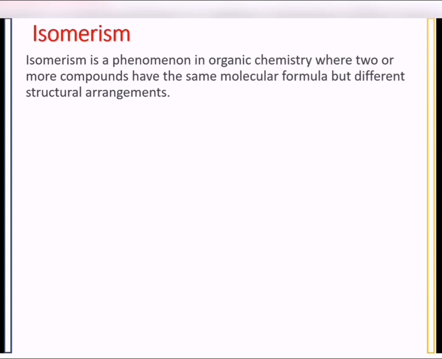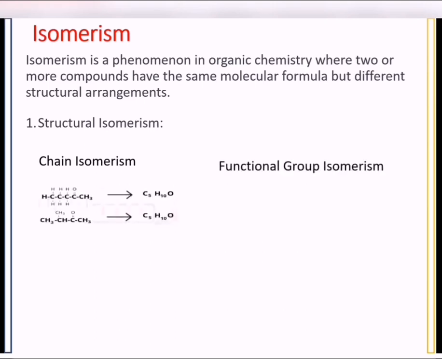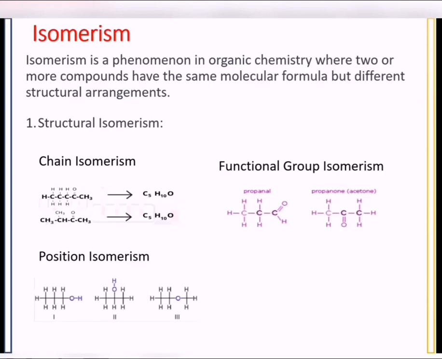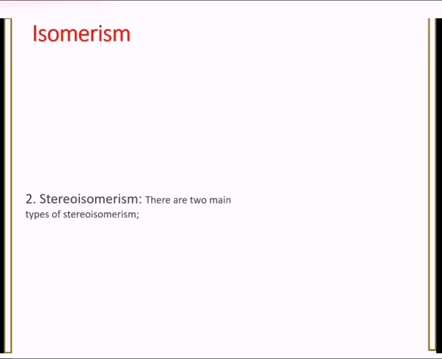There are several types of isomerism in organic compounds, including structural isomerism. This structural isomerism arises from differences in the arrangement of atoms in the molecule. It can be further categorized into the following subtypes: chain isomerism, functional group isomerism, position isomerism, and tautomeric isomerism.